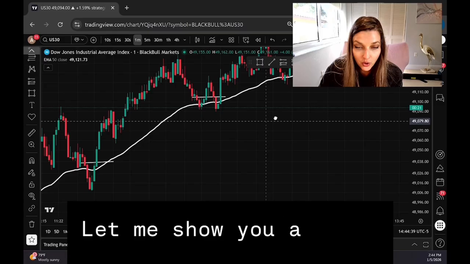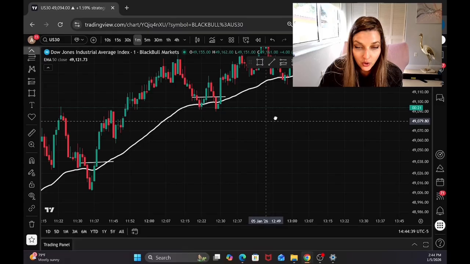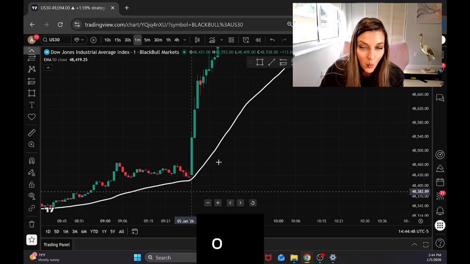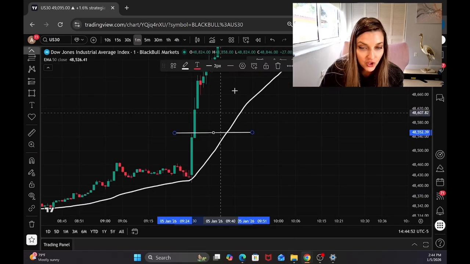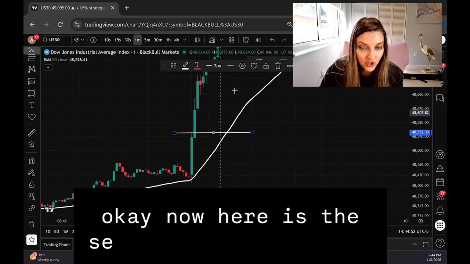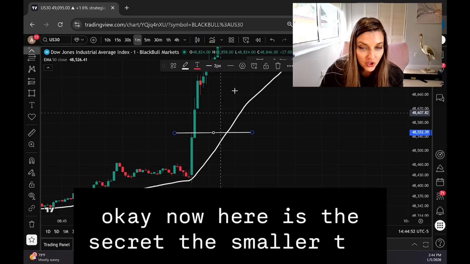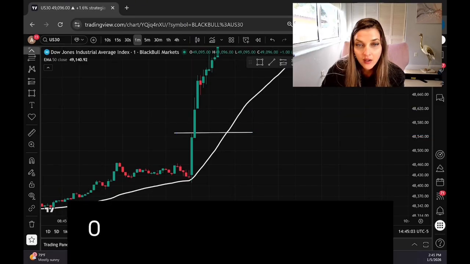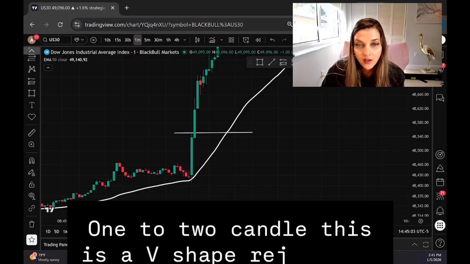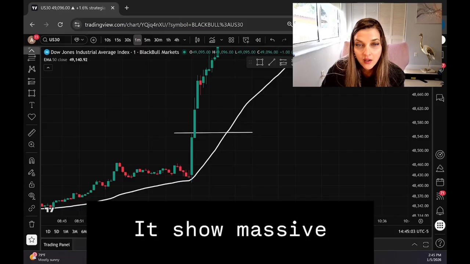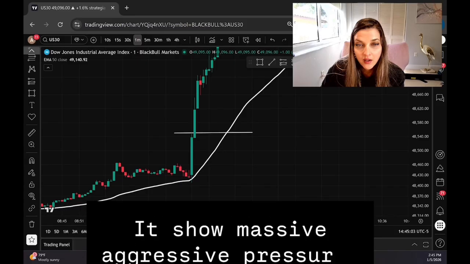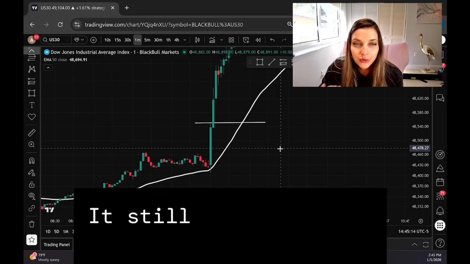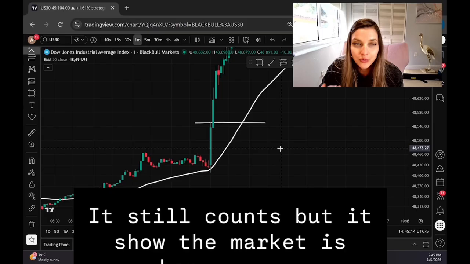Let me show you another example of the rejection of the EMA. Here we go. 1, price just flies. Okay, now here is the secret. The smaller the number of candles, the stronger the rejection. Okay, 1 to 2 candles, this is a V-shaped rejection. It shows massive, aggressive pressure. 3, 4, 5 candles, it still counts, but it shows the market is hesitating.